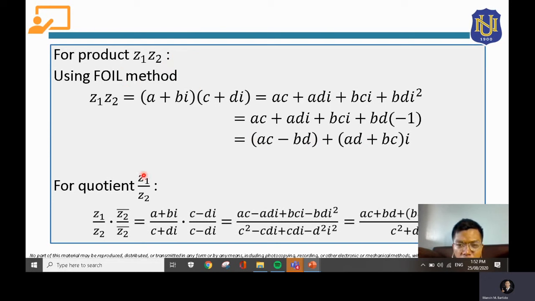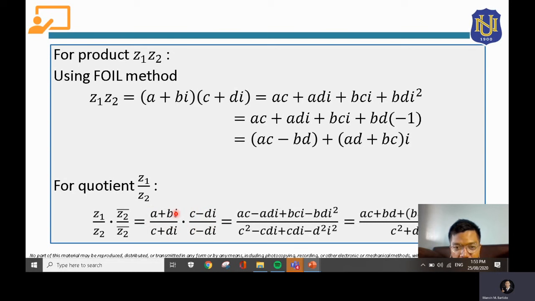Now, for quotient z1 over z2. The rule for division of complex numbers in general form is that you have to multiply the given, which is z1 over z2, by a fraction wherein the numerator and the denominator are the conjugate of this denominator. So that is z2 bar over z2 bar. We know that z2 is c plus di, and z1 is a plus bi. So the conjugate of c plus di is c minus di. So that will be c minus di over c minus di. Again, this will just be equal to 1, so we didn't really change the given by multiplying this fraction. This is just equivalent to 1.